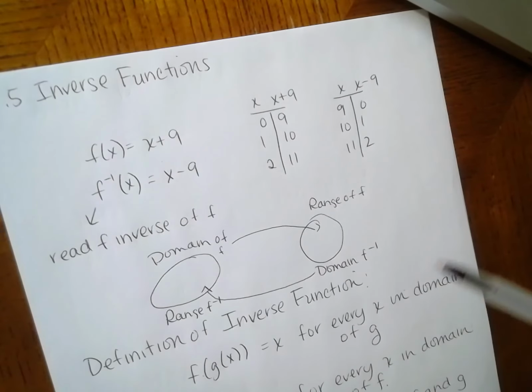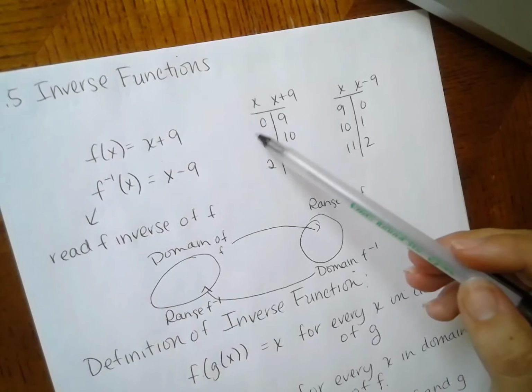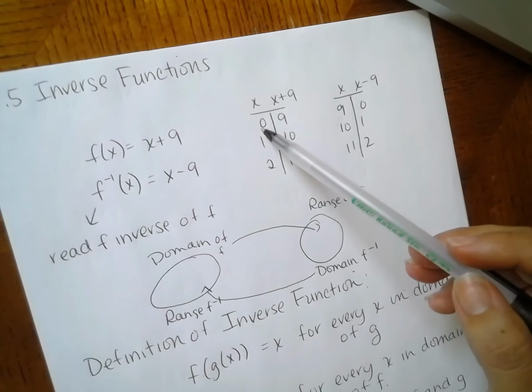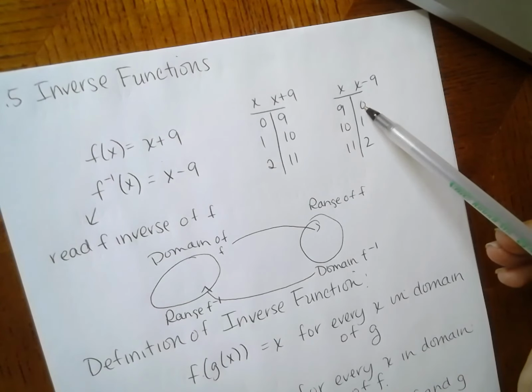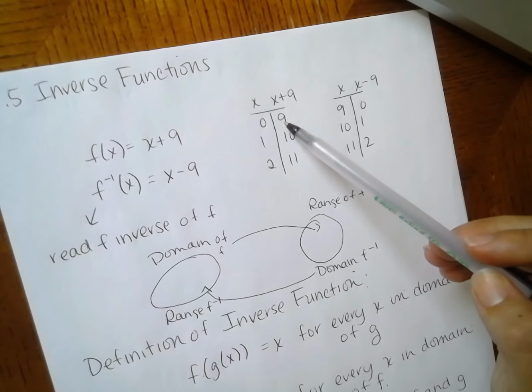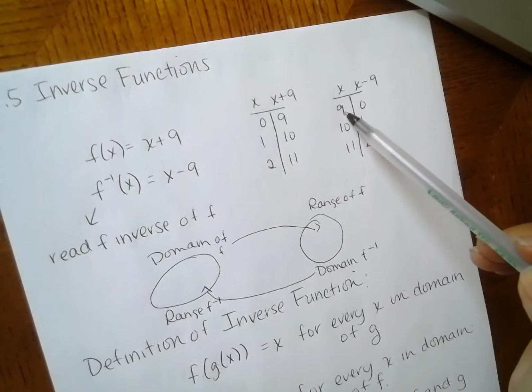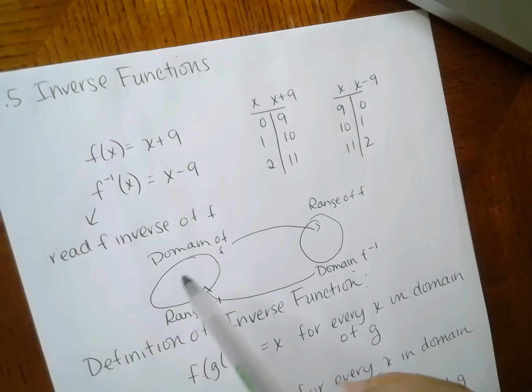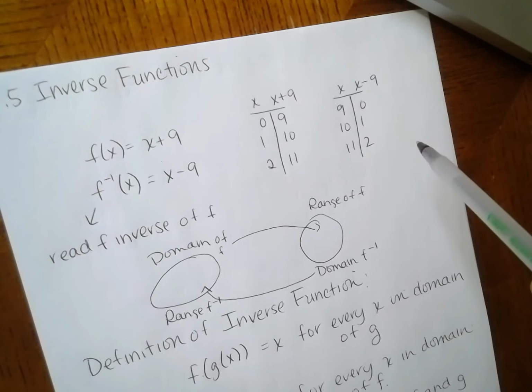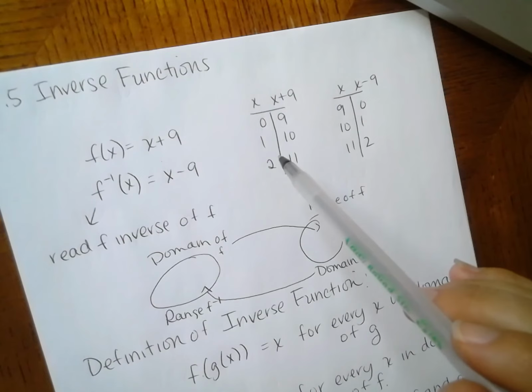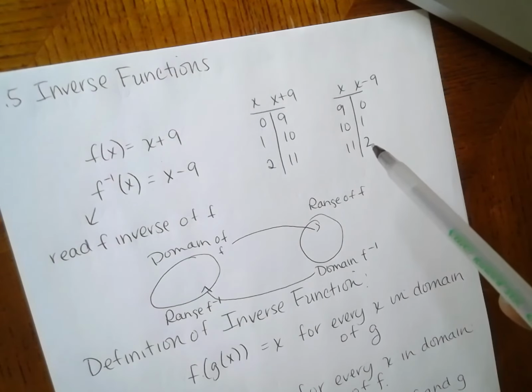So essentially what is happening is what was x for my function is now the y of my inverse function, and the y of my function f is now the x of my inverse. So basically, the x's in my original function become the y's in my inverse, and the y's in my original function become the x's in my inverse.